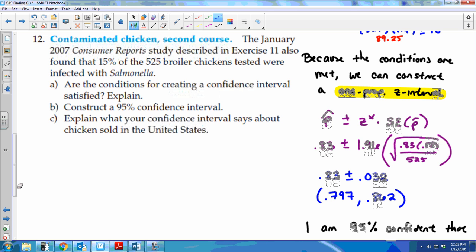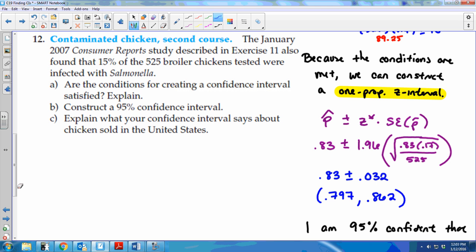I'm not going to do number 12, but again, this is what they normally look like. They ask you the question, but then it splits it up for you. Look, it says A, check the conditions. B, construct the interval. C, explain. We need to get away from that. Just write it all out and then go back and label the parts. Because again, it's not going to tell you those things.